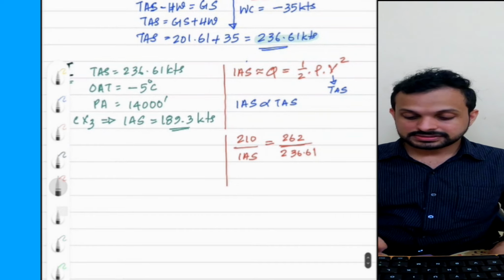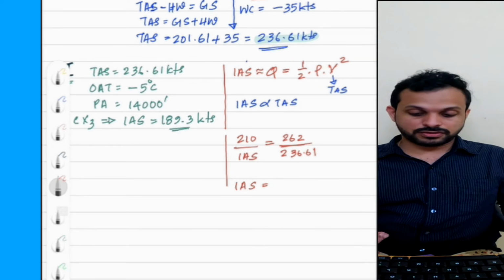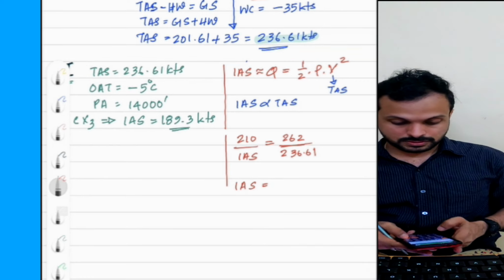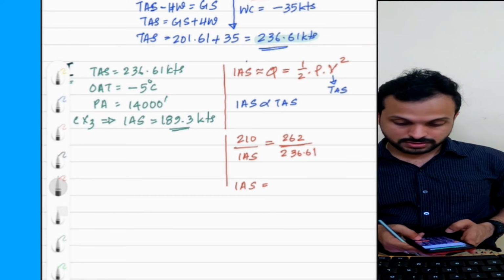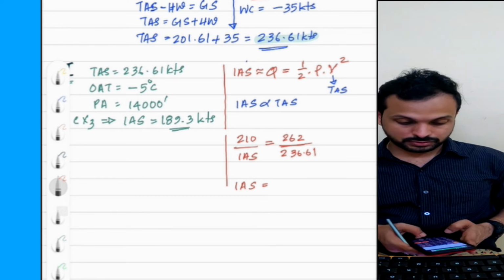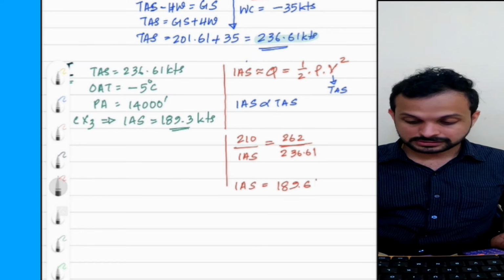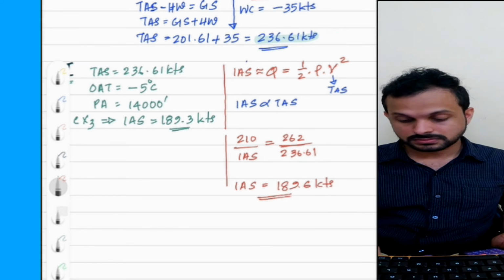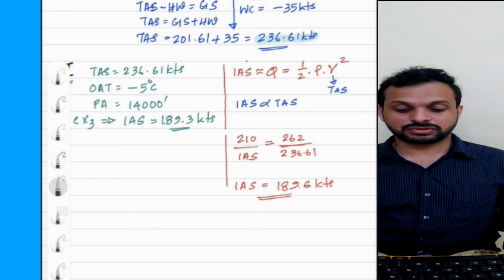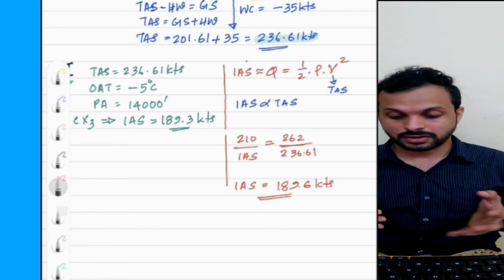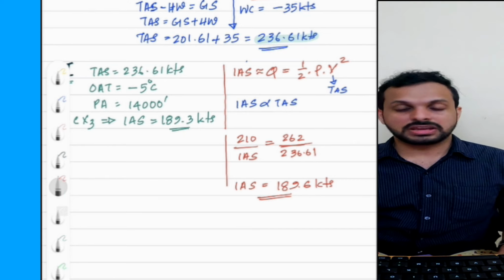Now with this understanding, let's find out indicated airspeed by cross multiplication. Therefore, it is 210 into 236.61 divided by 262, and that is 189.6 knots. So you can find indicated airspeed using both methods, whichever you find easy, either using CX3 or using the fraction method and cross multiplying. Either way it should work.